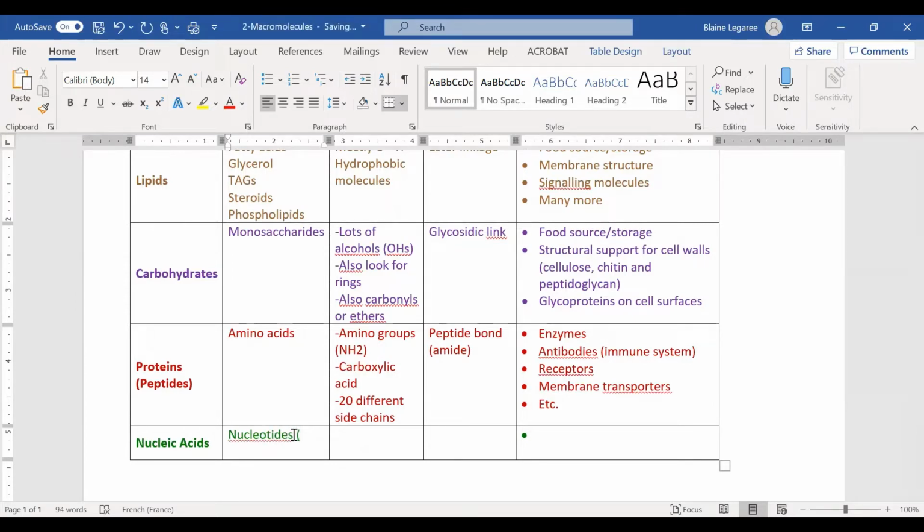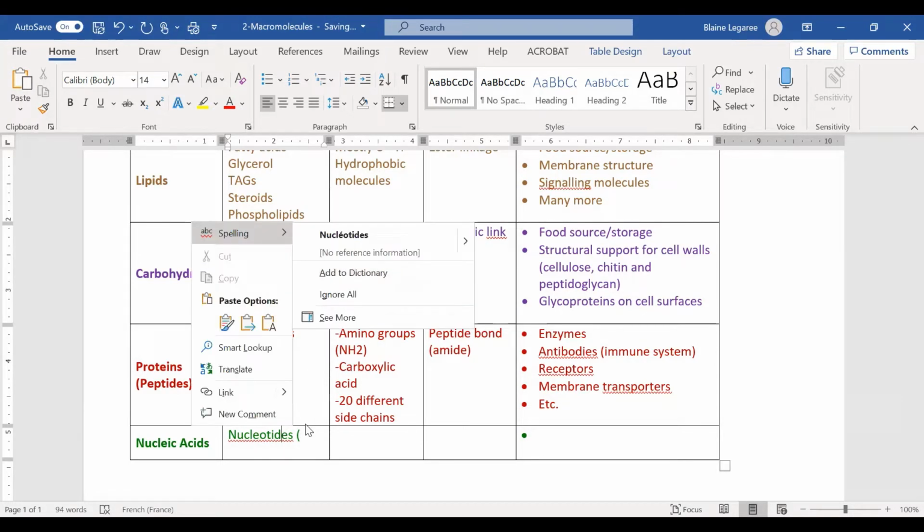And nucleotides, as we mentioned, did I spell that wrong? The spell checker doesn't like it. Oh, my spell checker is spell checking in French.